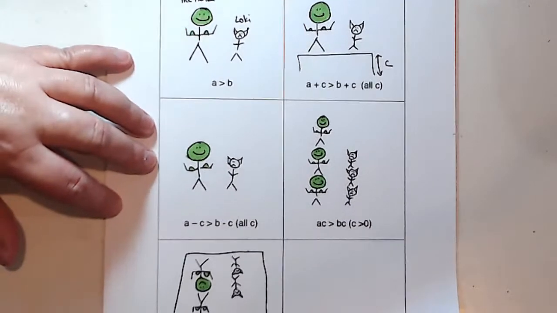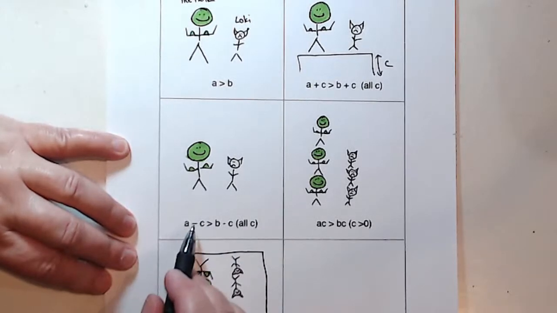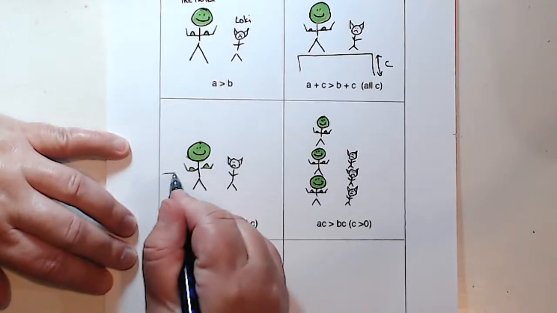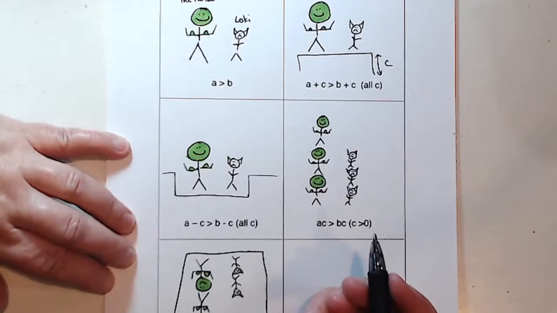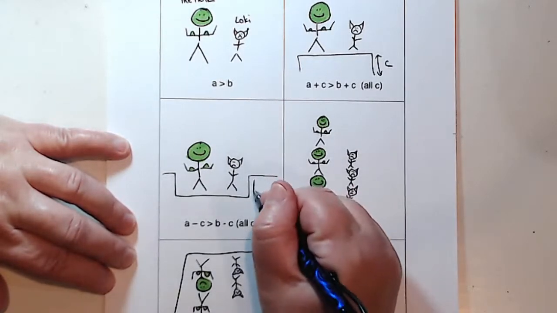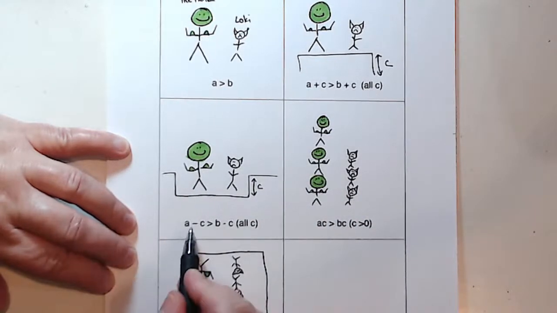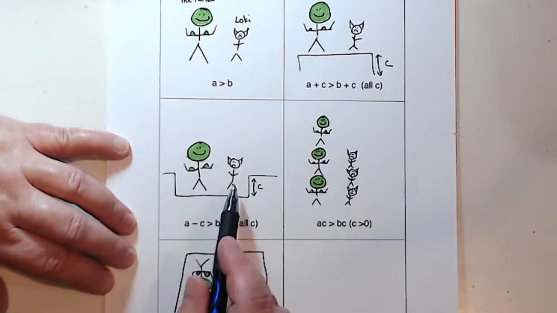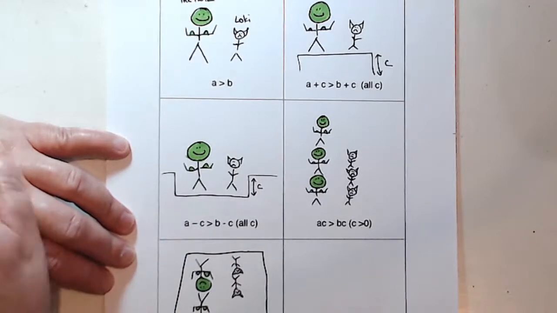So then you might ask, well, what's going on here? Well, A minus C. Let's put them both in a ditch. This seems like a bad idea, but I'm a math teacher, so I think I can handle it. If this ditch is C deep, then effectively I'm subtracting C from their height. So A minus C and B minus C, and the Hulk is still bigger. So subtraction with inequalities is still perfectly fine.